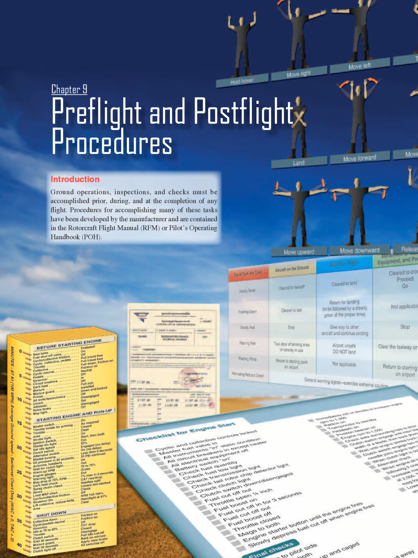Chapter 9: Preflight and Postflight Procedures. Introduction. Ground operations, inspections, and checks must be accomplished prior, during, and at the completion of any flight. Procedures for accomplishing many of these tasks have been developed by the manufacturer and are contained in the Rotorcraft Flight Manual (RFM) or Pilot's Operating Handbook (POH).